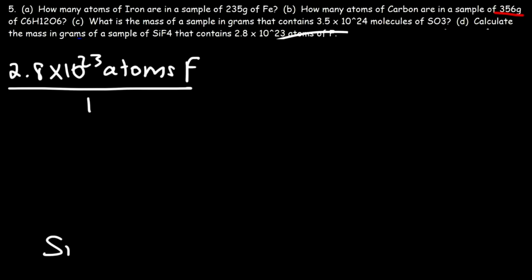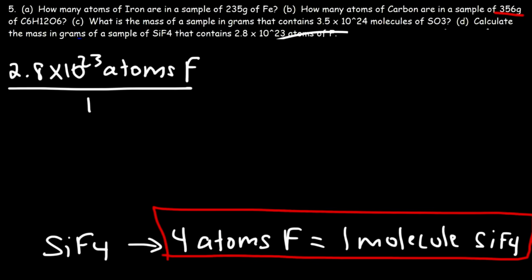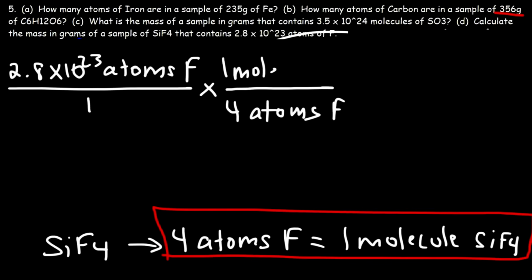Now, in silicon tetrafluoride, we can say that there's 4 atoms of fluorine for every 1 molecule of silicon tetrafluoride. So this is the conversion factor for the next step. And so I need to put the atoms of fluorine on the bottom. And on top, 1 molecule of SiF4. So I could cancel these units, atoms of fluorine.